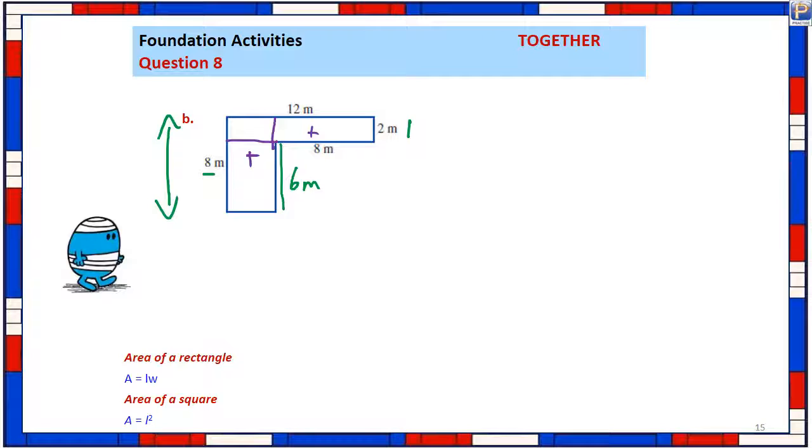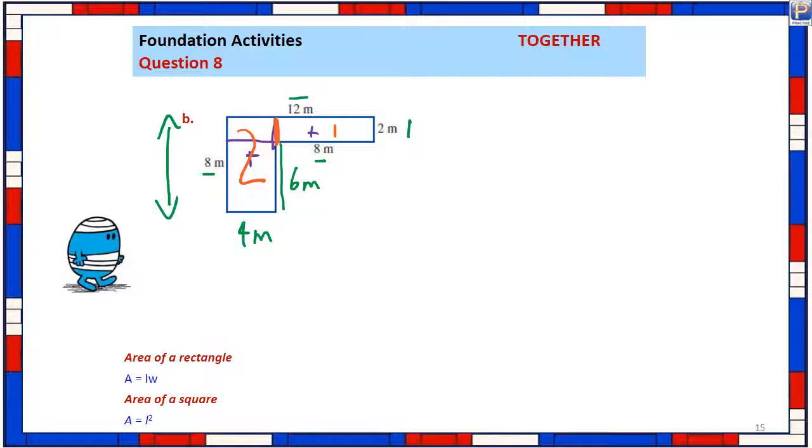Or you could do it the same other way. This side's 12, if that's 8, that must be 4 meters. It doesn't really matter which way you go, right? Because you'll end up with the same answer. I'll tell you what we'll do is we'll cut it down there, and this can be rectangle 1, and this big one here can be rectangle 2.